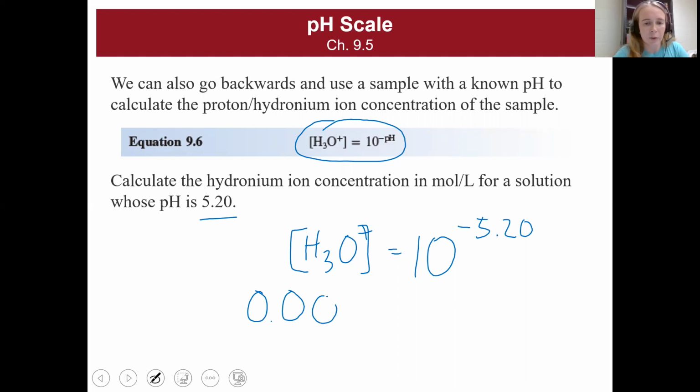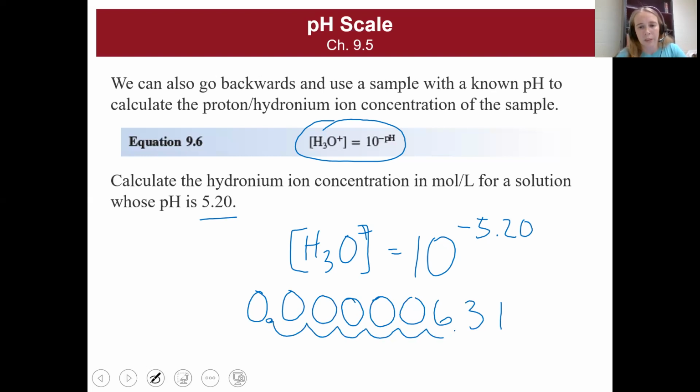So your calculator, if you have it set up properly, which I apparently don't, might be in scientific notation already, but mine isn't. So I've got 1, 2, 3, 4, 5 zeros and 6, 3, 1. Okay, so what is this concentration in scientific notation? 1, 2, 3, 4, 5, 6. So 6.31 times 10 to the negative 6 molar. That's my concentration of hydronium ion.